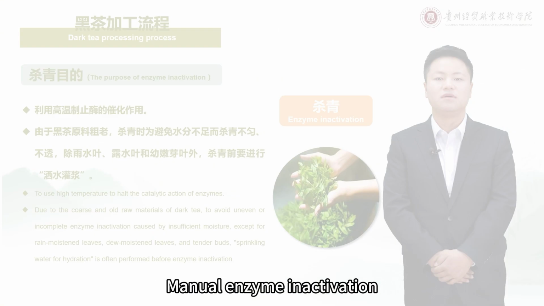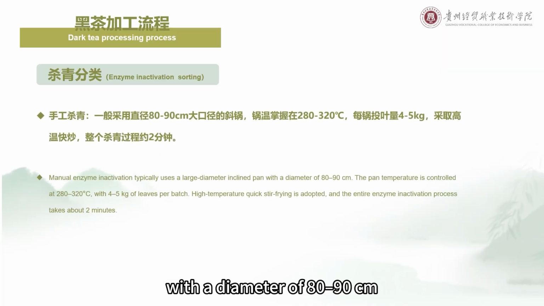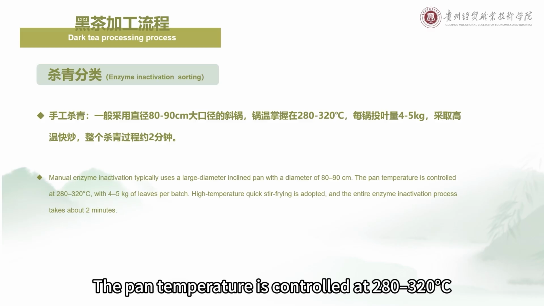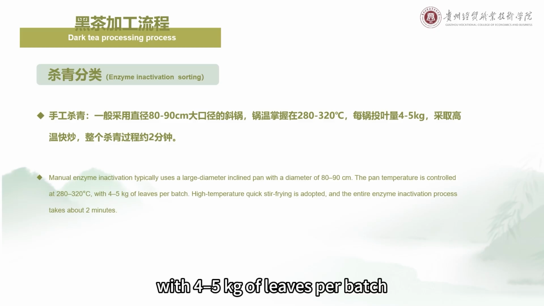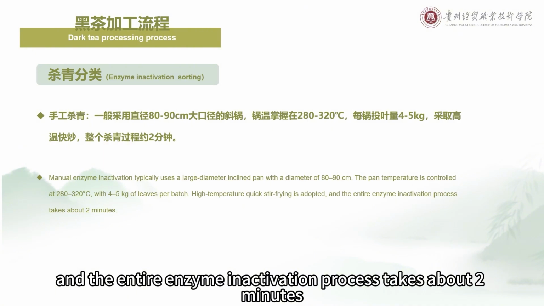Manual enzyme inactivation typically uses a large diameter inclined pan with a diameter of 80 to 90 centimeters. The pan temperature is controlled at 280 to 320 degrees Celsius, with 4 to 5 kilograms of leaves per batch. High temperature quick stir frying is adopted, and the entire enzyme inactivation process takes about 2 minutes.